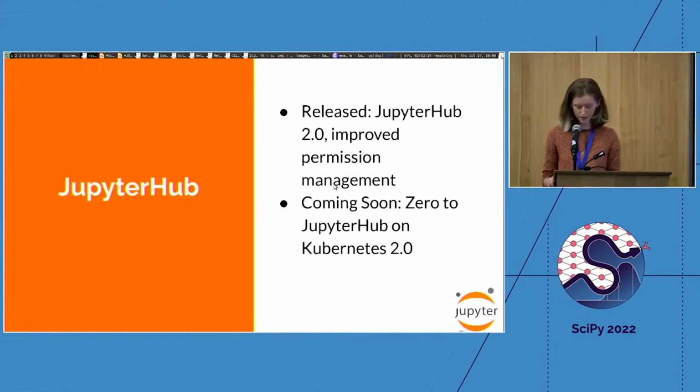JupyterHub 2.0 introduced permission roles and scopes for easier permission management last December, and the 2.0 release of Zero to JupyterHub on Kubernetes is coming soon, which upgrades to JupyterHub 2.0.